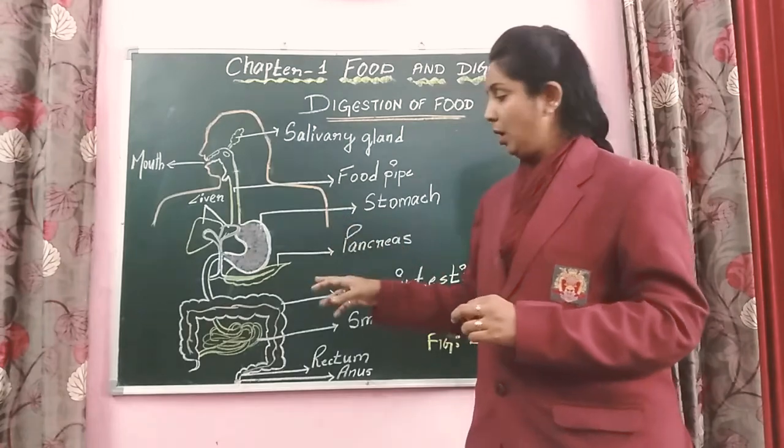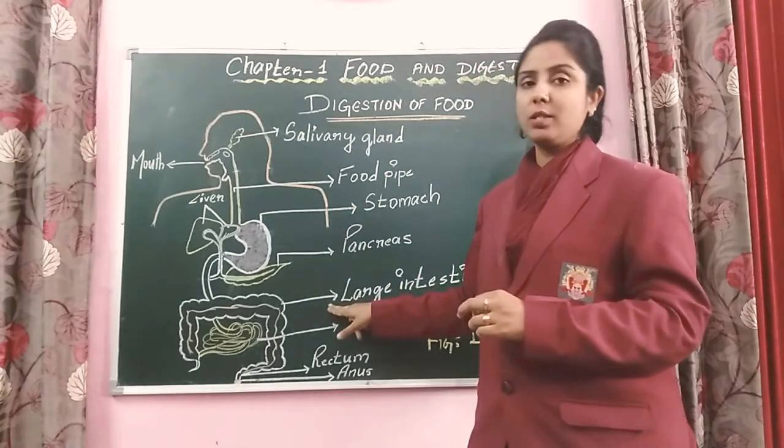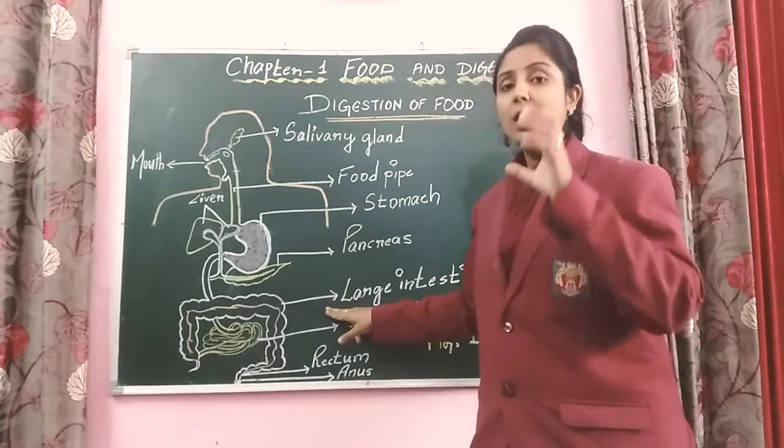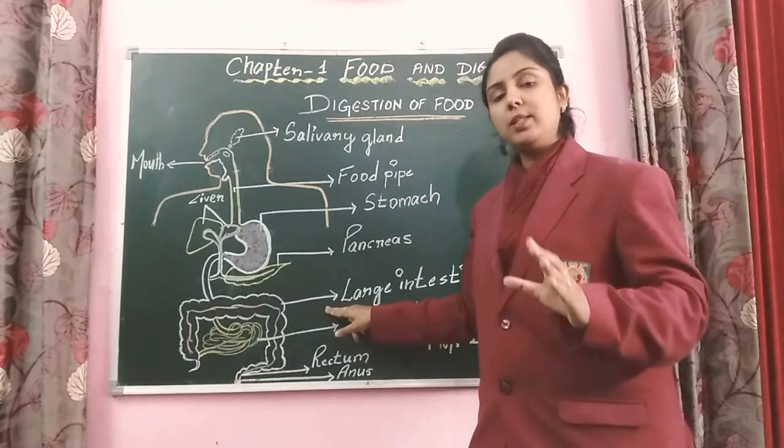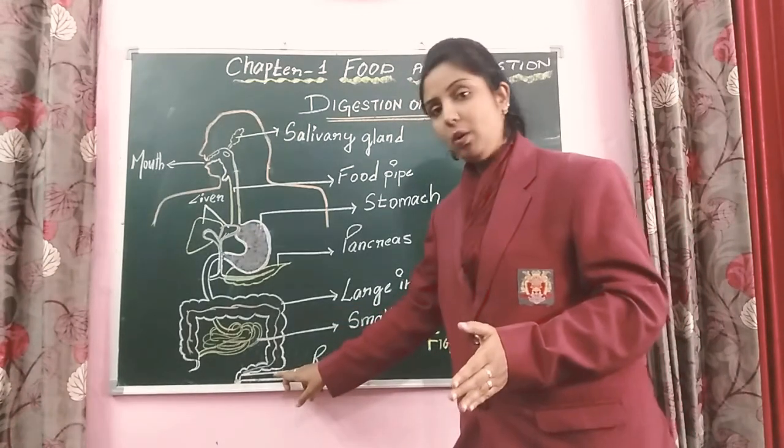It just circulates out. And then लार्ज इंटेस्टाइन जो है आपको हेल्प करता है अनडाइजेस्टेड फूड को शरीर से बाहर निकालने के लिए थ्रू एनस.